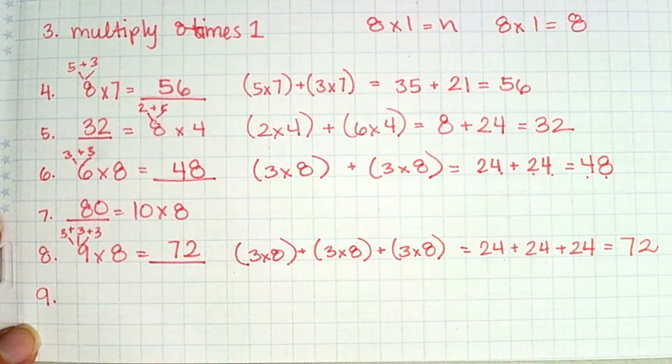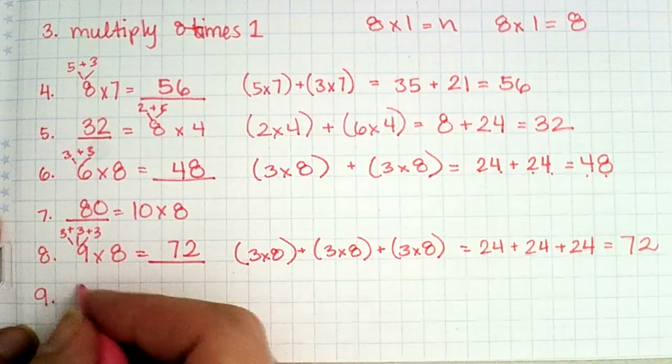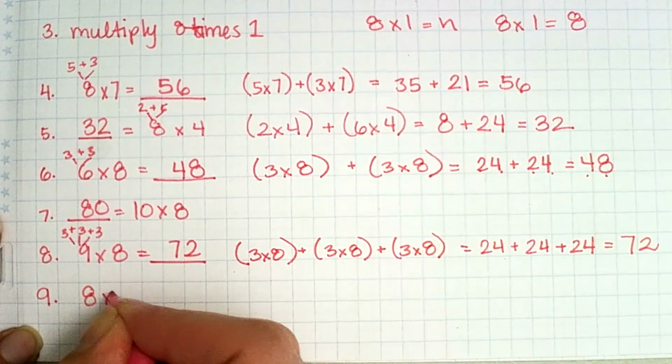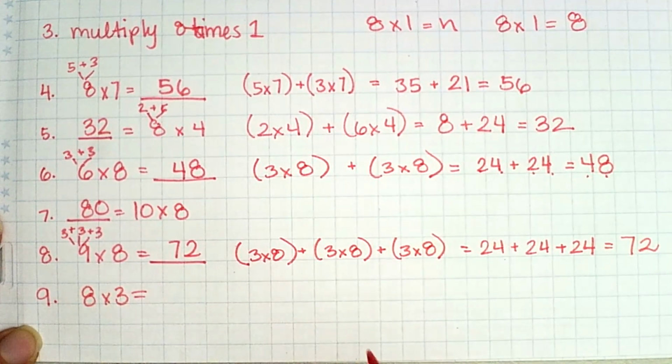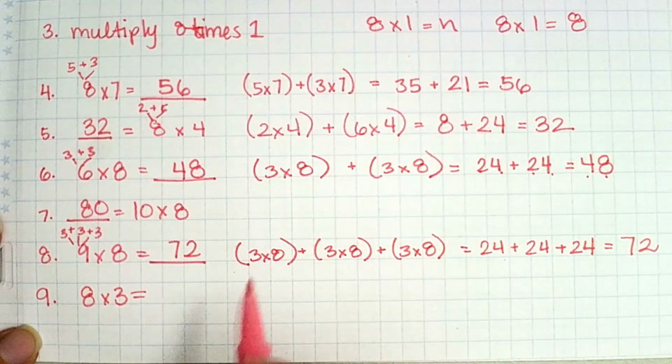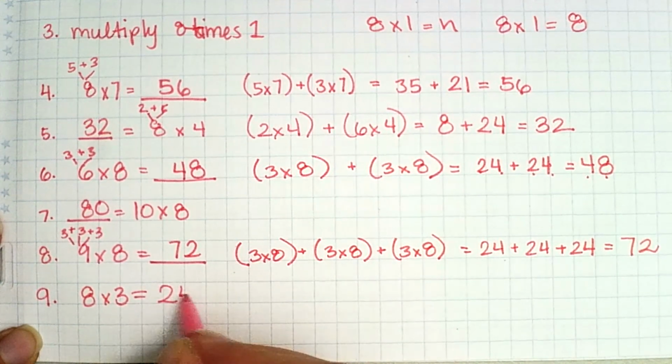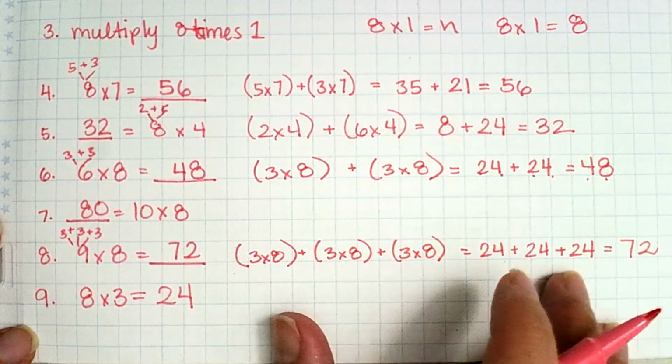Our last one for our guided practice for number 9 is 8 times 3. Now we've already done 8 times 3 multiple times all over this page. We know that 8 times 3 is equal to 24.